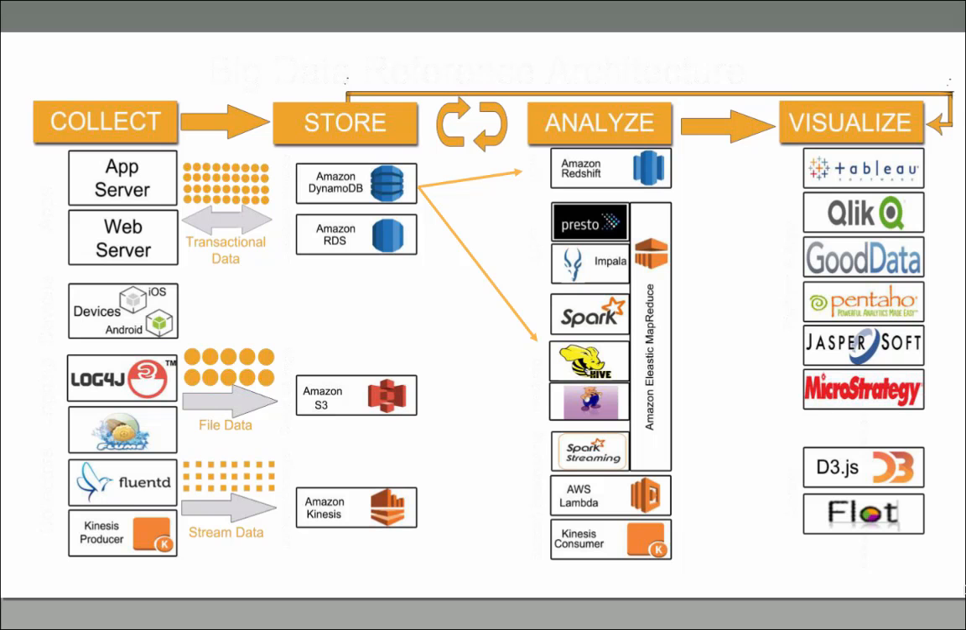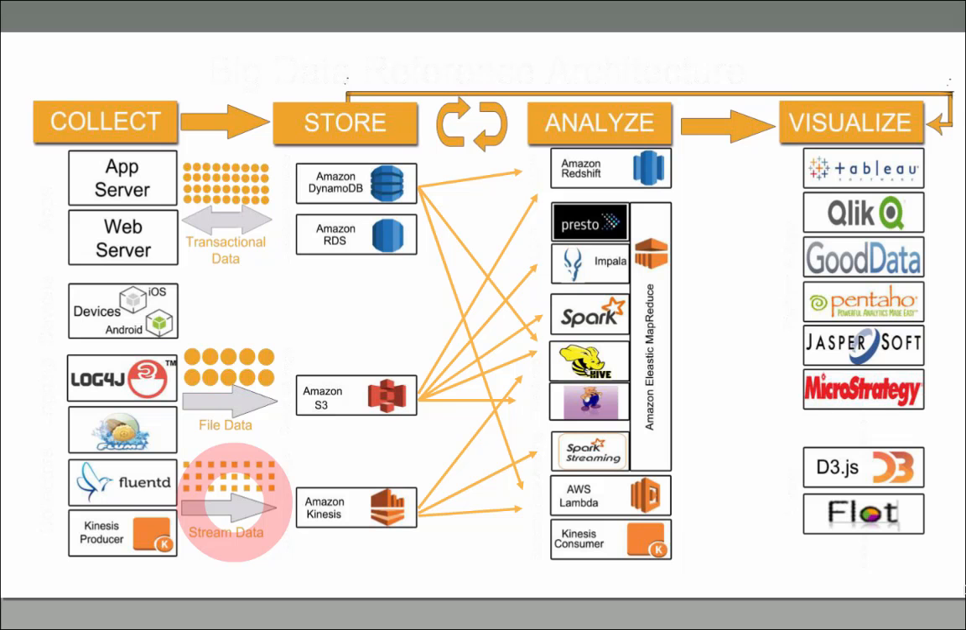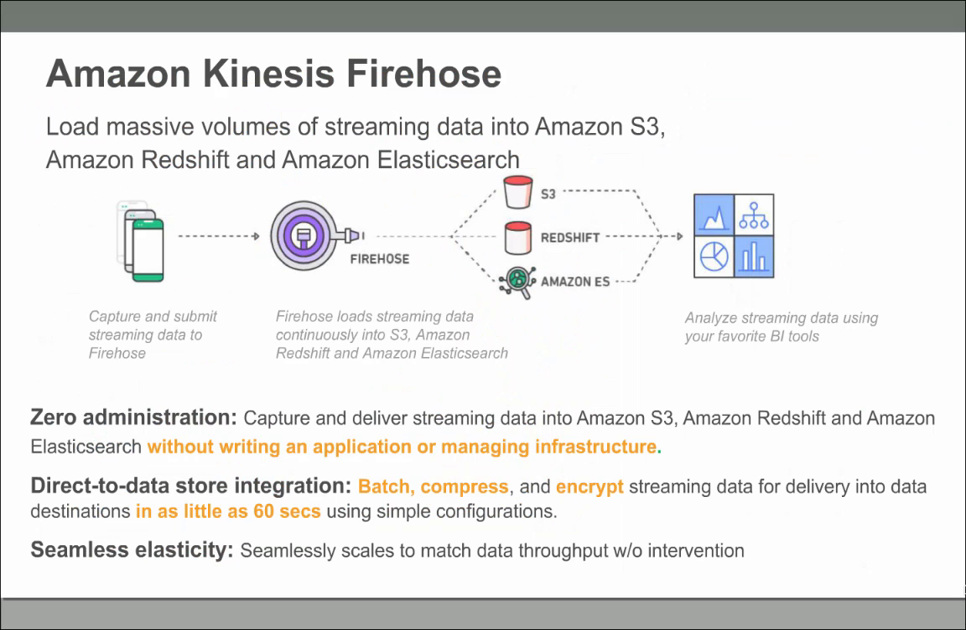So you can see that we're collecting things on the left-hand side. They're being generated by app servers, web servers, etc. It's being stored in DynamoDB or RDS, S3 or Kinesis. And then that's being analyzed in the middle by Spark, Hive, etc. And then we have a visualization layer all the way to the right: Tableau or QuickSight, which is one of our newer products that is currently in beta and will be coming out in the near future. So let's move on to Amazon Kinesis Firehose.